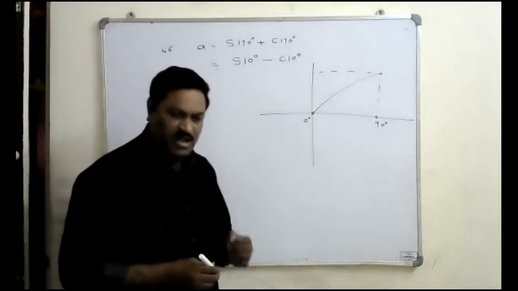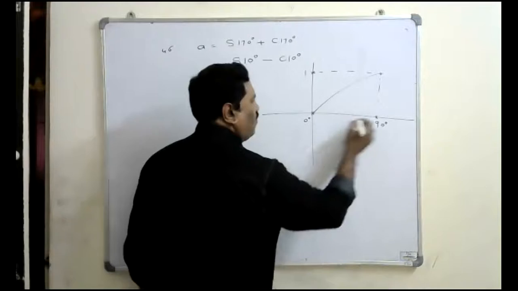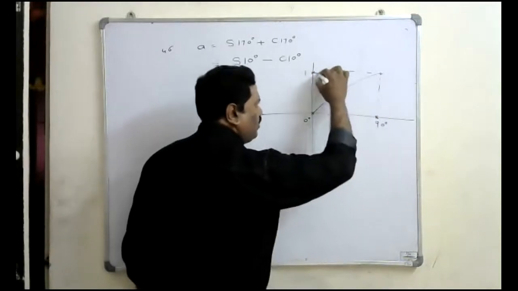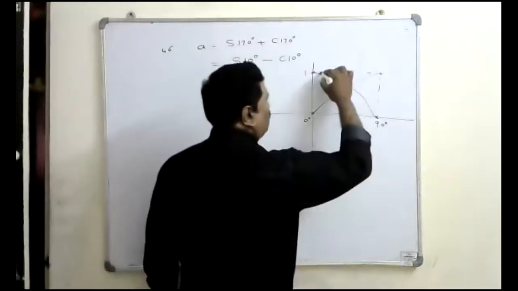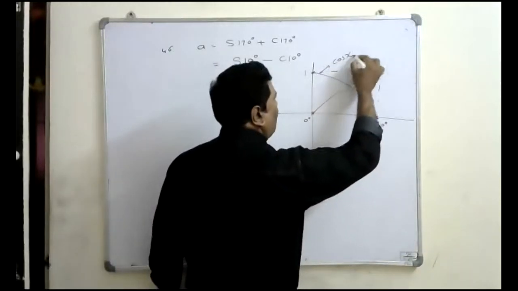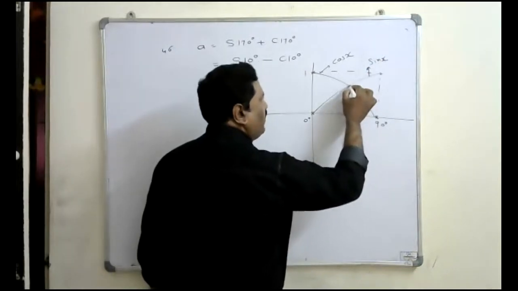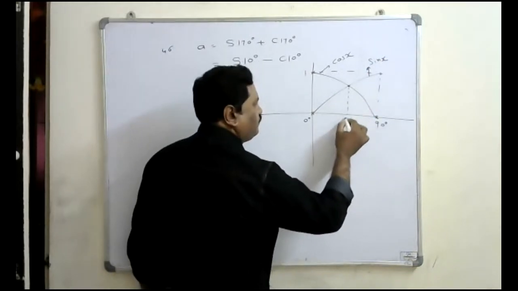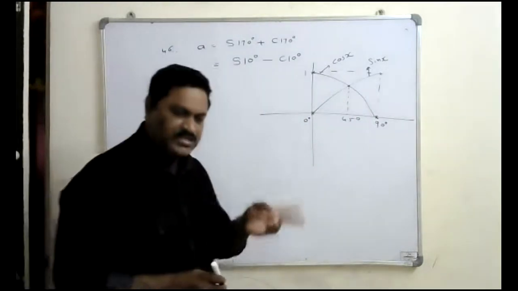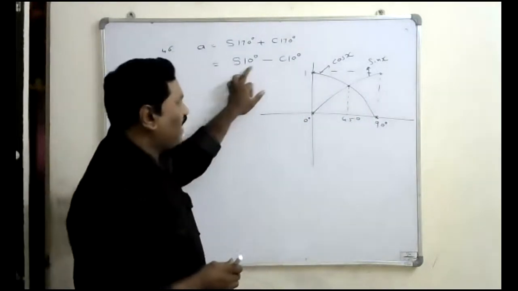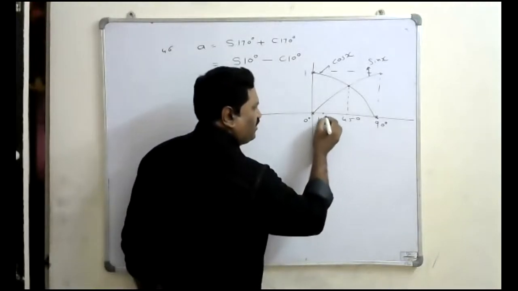And I will take the graph of the cos x. When x is 0, cos 0 is 1. Cos 90 is 0. Means cos is decreasing from 1 to 0. This is the graph of the cos x. And this is the sin x. So the sin x and cos x are going to meet somewhere here, for what angle? 45 degree. So at 45, cos and sin are equal, right? But here the angle is 10 degree. So if I consider 10 degree, it will be somewhere here.